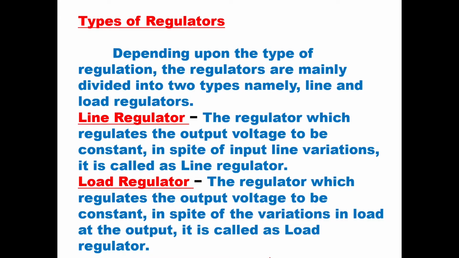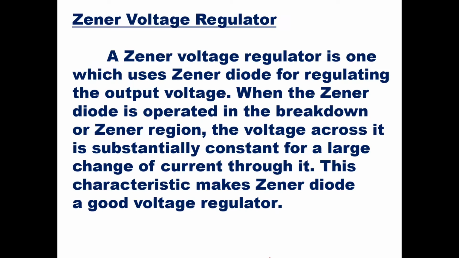In line regulation, the output voltage will remain constant in spite of variation in the input voltage, that is, input line variations. And in load regulation, the output voltage will remain constant in spite of variation in the load. That is called load regulation. Now with this, we will go to see the Zener diode.